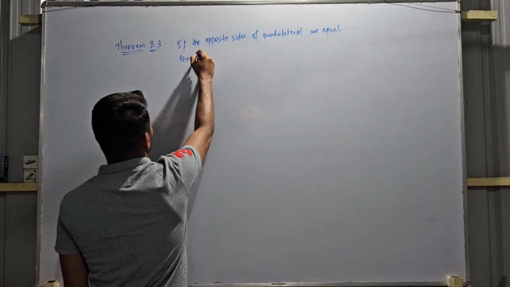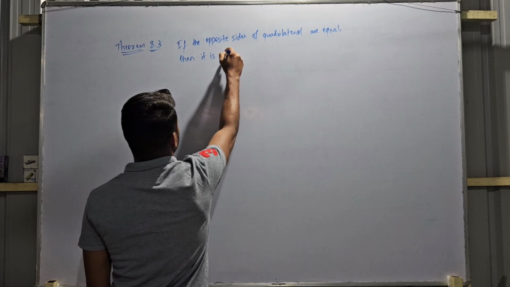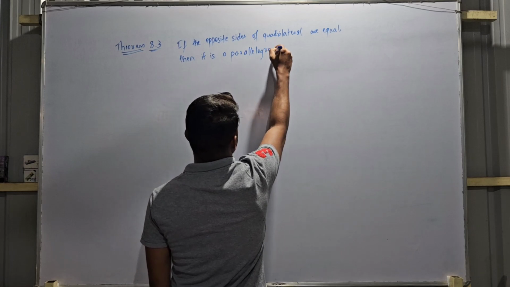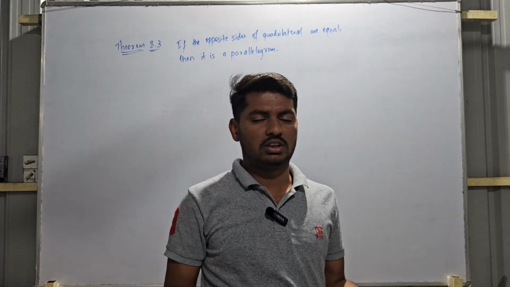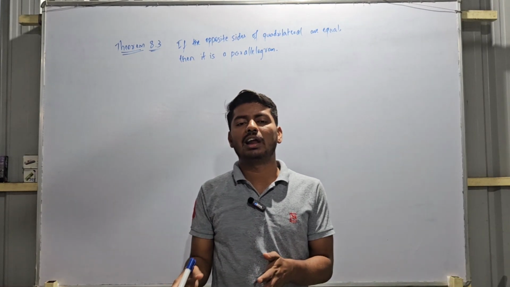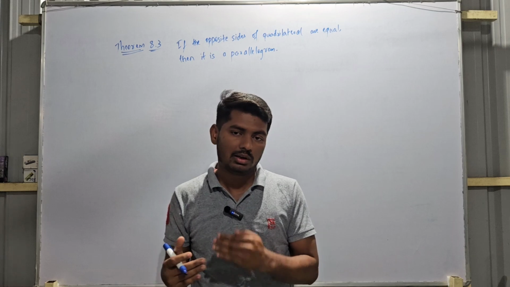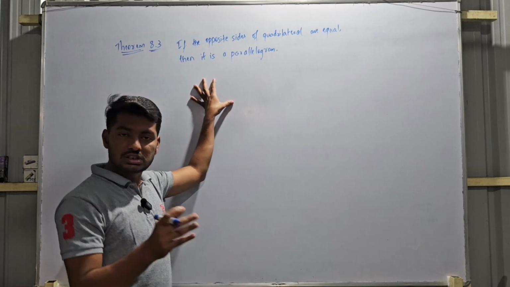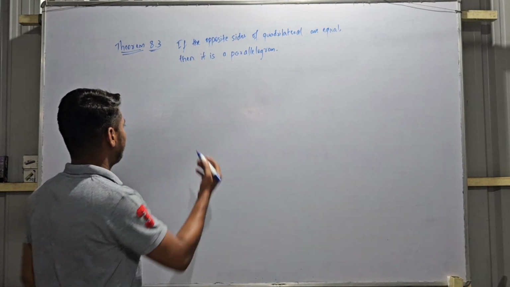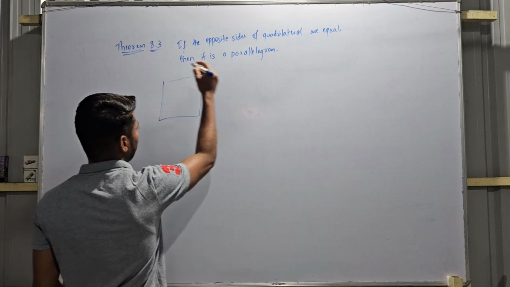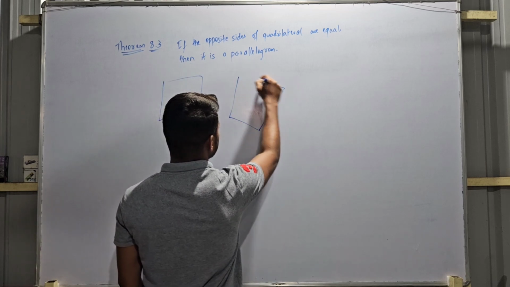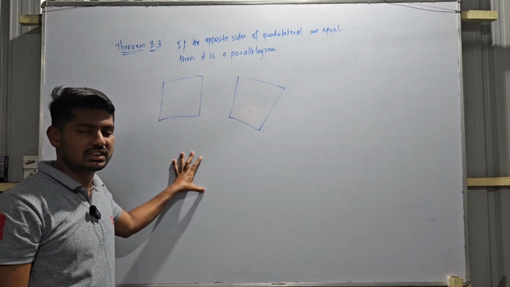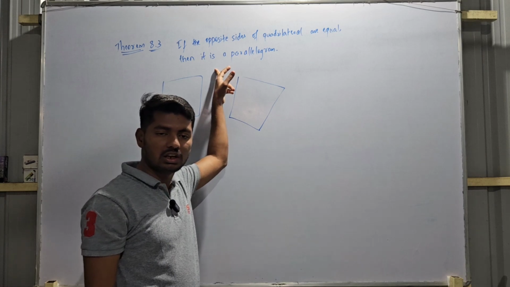then it is a parallelogram. So what is the statement of 8.2? If it is a parallelogram, then the opposite sides are equal. But 8.3 states that if the opposite sides of a quadrilateral, any quadrilateral, maybe I will take the quadrilateral like this, or it may be like this. Okay, if the opposite sides are equal, then it is 100% a parallelogram.